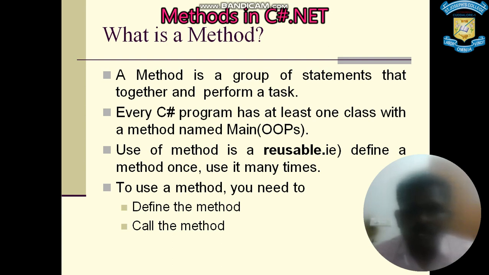The third one is objective. The main objective is a reusable component. Once you define a method, you can call it many times. That is reusable. The fourth one is, if you define a method, then you should call the method. So in any programming language, if you have a method, you should have two concepts. One is defining a method, and then that method should be called.